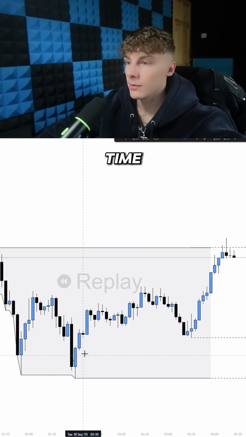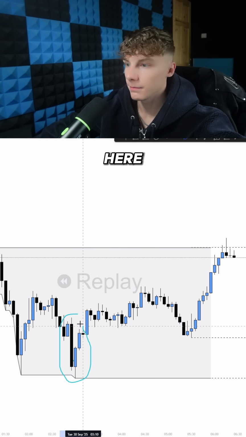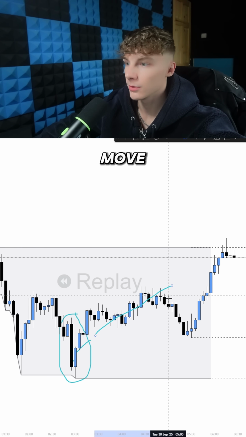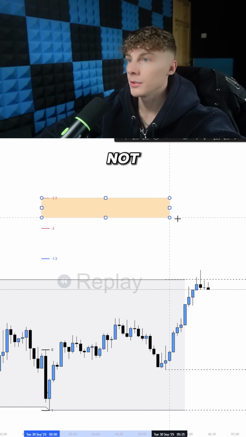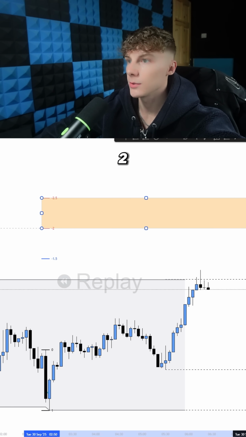If you come to a 5-minute time frame, you can notice this manipulation leg here. This was the low that then created the big up move. I'll mark this out from the high to the low. I'm not going to be doing anything until price comes into deviation 2 to 2.5.